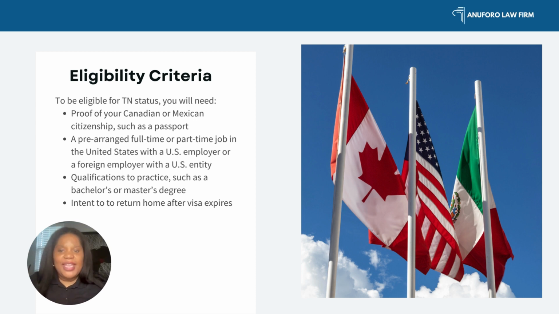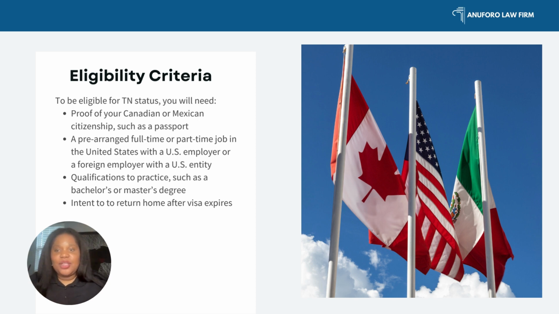And you also have to provide evidence of your qualifications to practice in that specific TN profession, such as a bachelor's degree or a master's degree. So, for example, if you're applying to be an accountant or an attorney here in the United States, you have to provide evidence that you have the qualifications to work in that specific field.